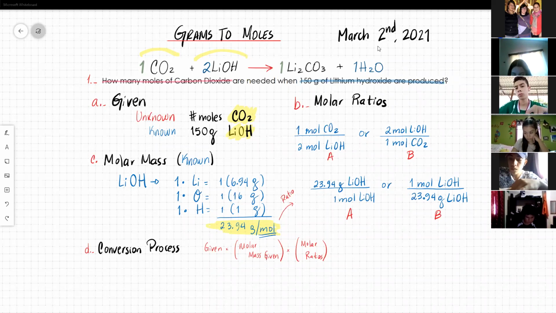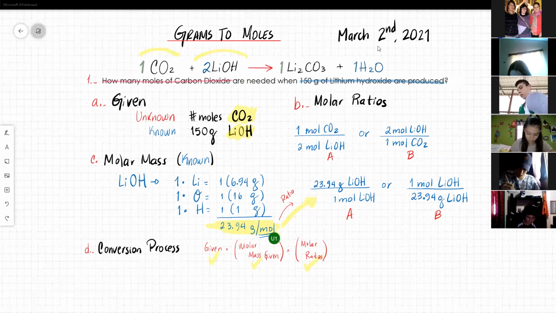So again, I repeat, after you get the molar mass, write it as a ratio, like in A or B, okay? After you have all that, you go to the next process, that is the conversion process. The conversion process is very simple. You will start always by the given. You will multiply times the molar mass, and then you will multiply times the molar ratio. That is the process of conversion.